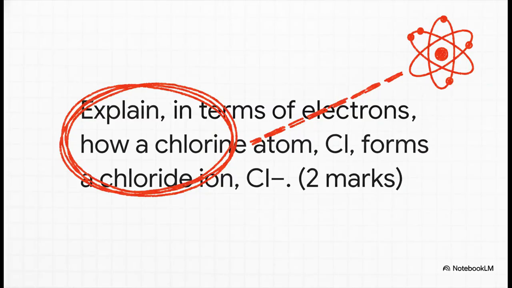Oh, this is a fantastic example. Command word, explain, marks 2. But just look at the key words in terms of electrons. The examiner is literally telling you what your answer has to be about. If you start talking about protons or neutrons here, you're not going to get the marks. Your entire focus has to be on electrons. It's a massive signpost pointing you right to the answer.